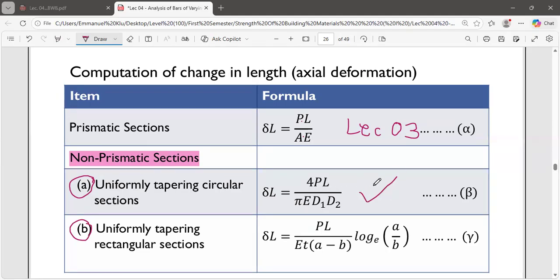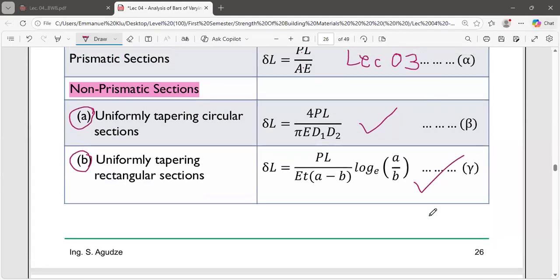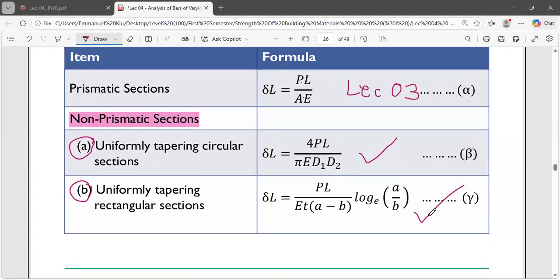That is 4PL over pi E D1 D2. And also to know the change in length for a uniformly tapering rectangular section, we have to adopt this formula. Before we proceed to solve some questions, I want to ask a question.